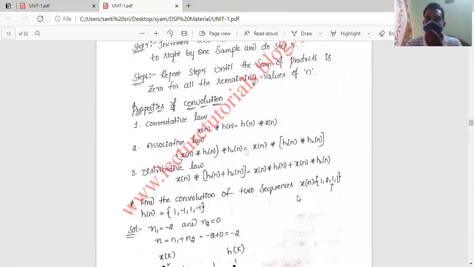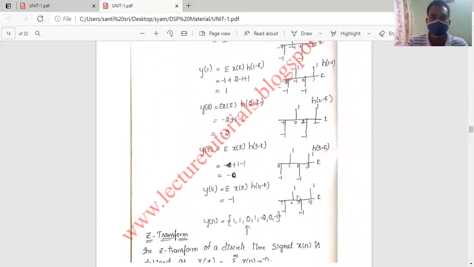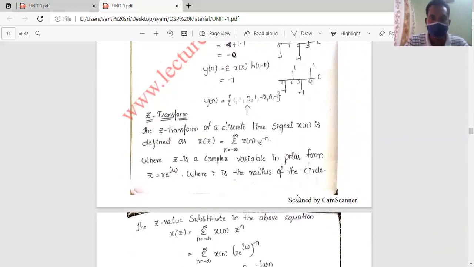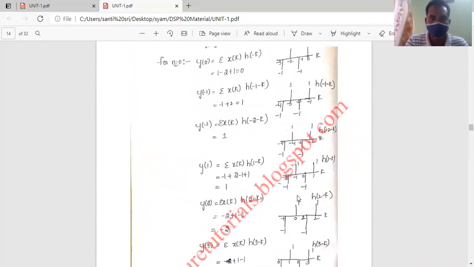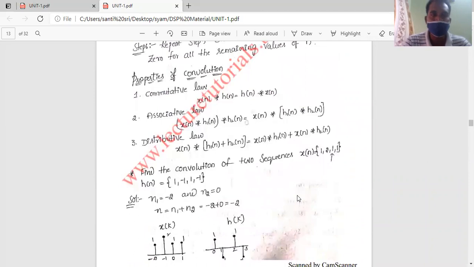Next, properties of convolution. Coming to the properties of convolution, see the properties. Here we have 3 or 4 properties of convolution. The first one is the commutative law. How do we represent this commutative law? It is x of n convolved with h of n is equal to h of n convolved with x of n. This is called the commutative law.